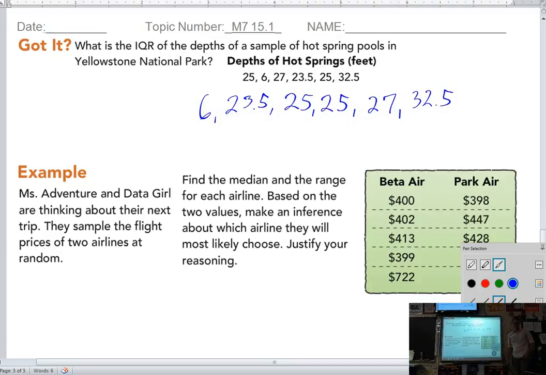So, Brady, Captain Deep Sigh, if I asked you to find the range of this data, what would you do? Multiply 6. No, 32.5 minus 6. To find the range of the data? Isn't it the max minus the minimum? Yeah, so what did you just tell me to do? Minus. No, you didn't. You said multiply.